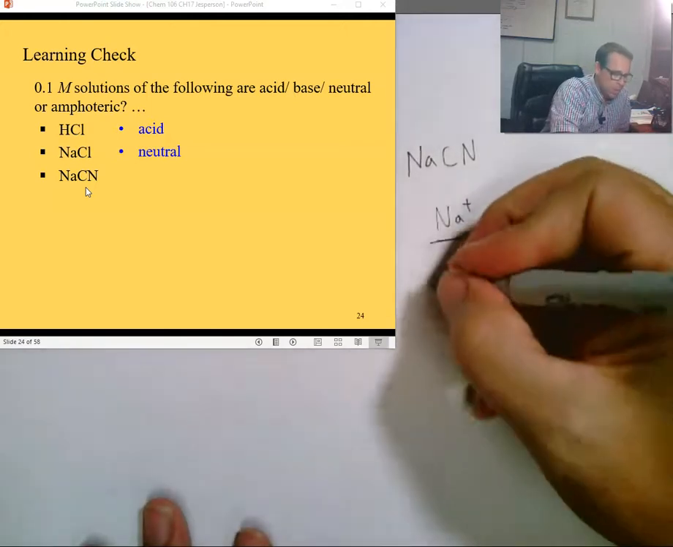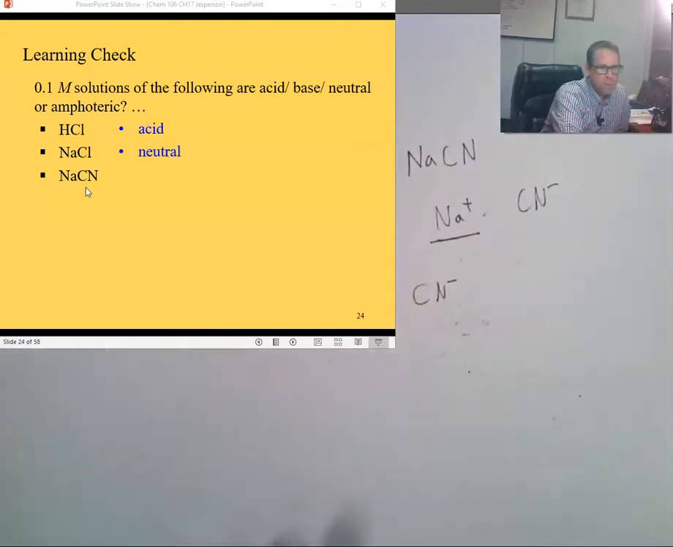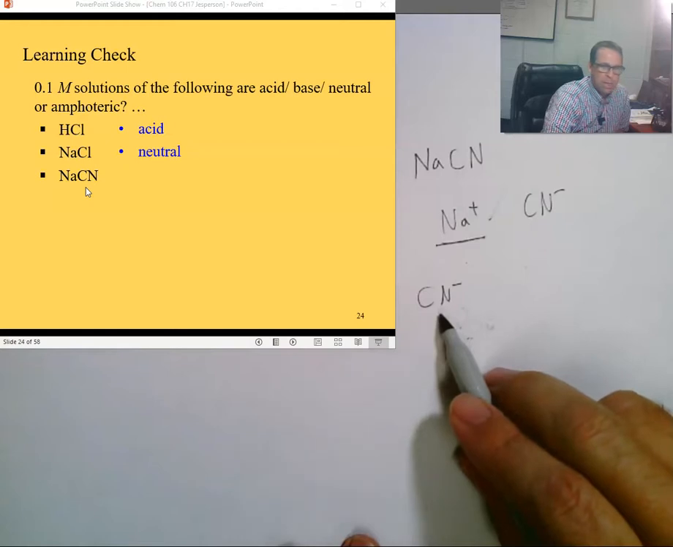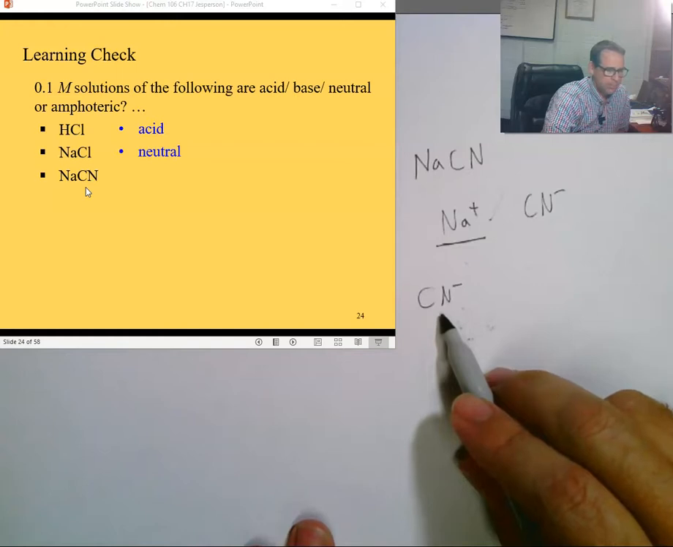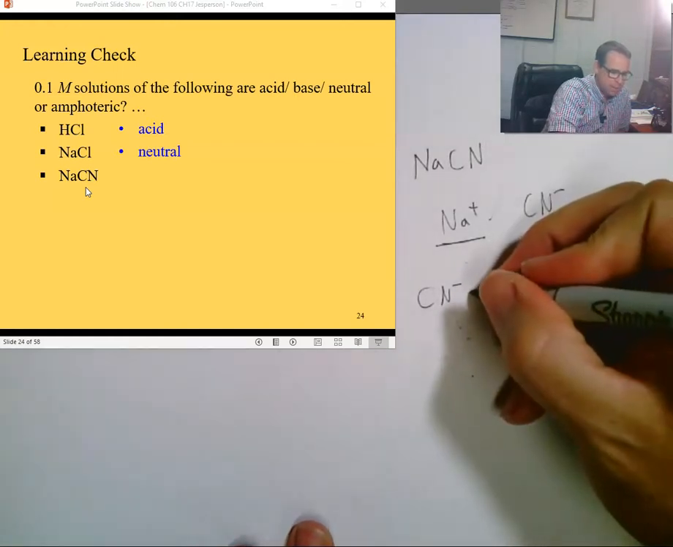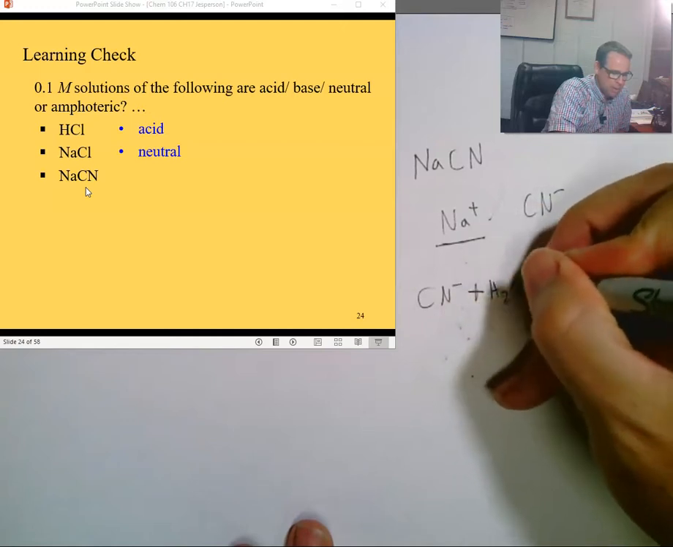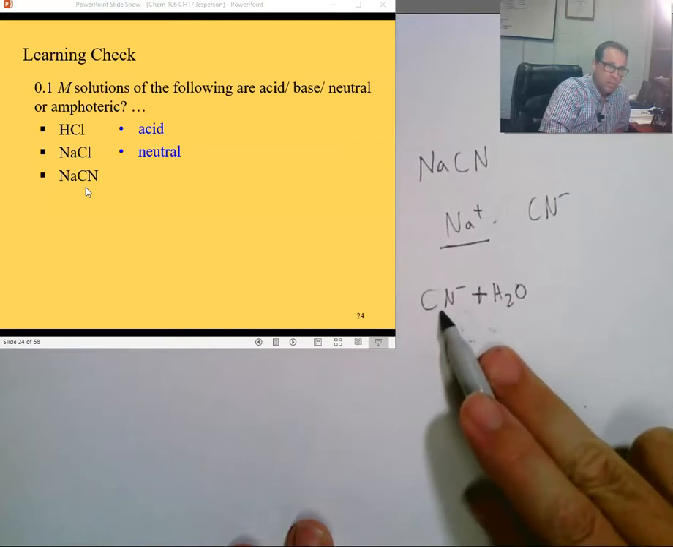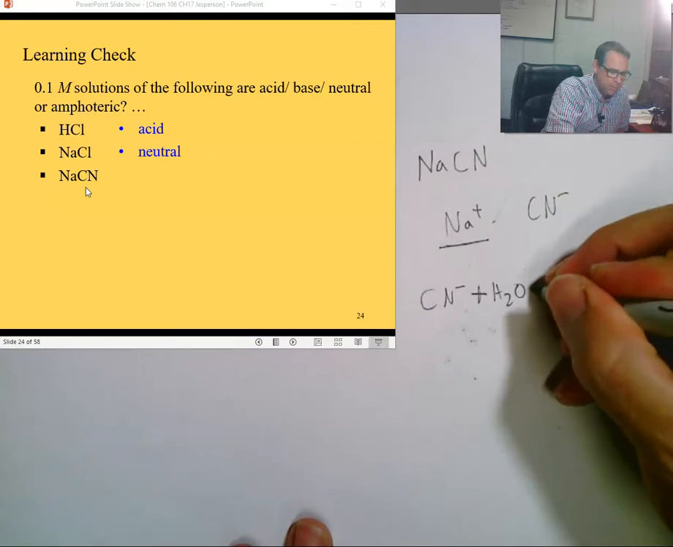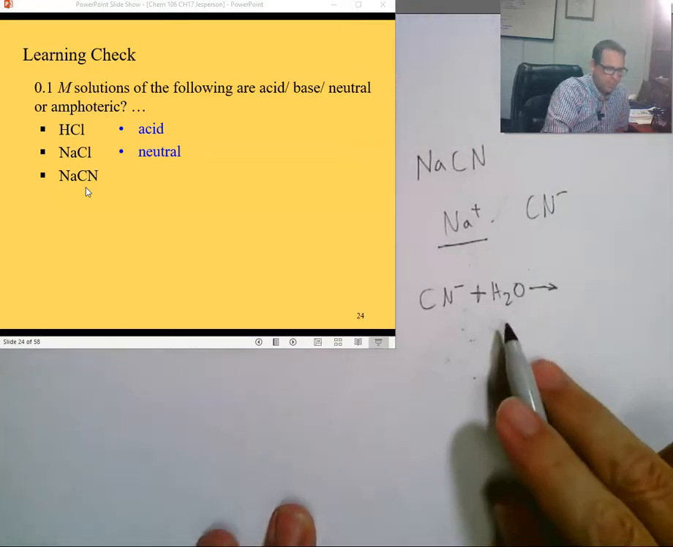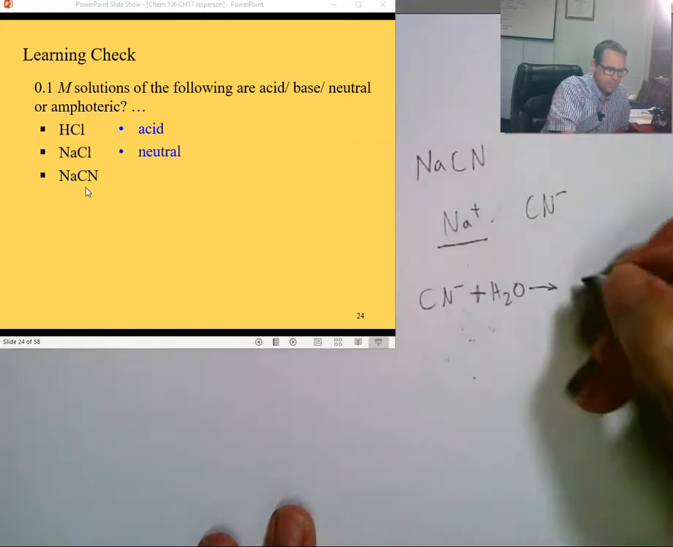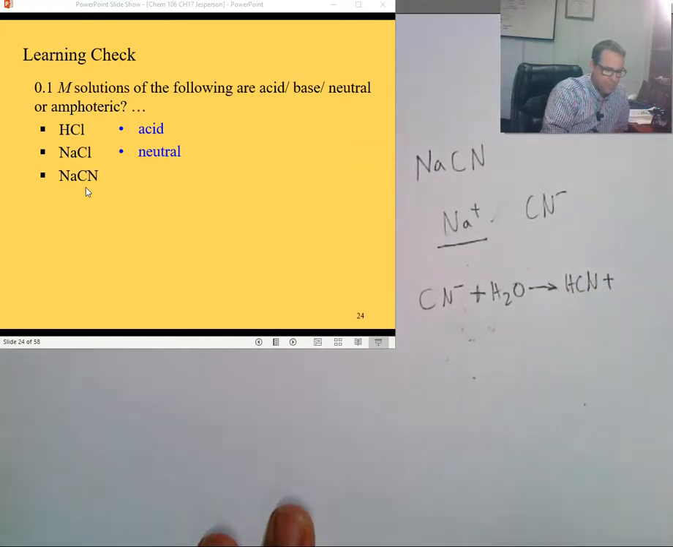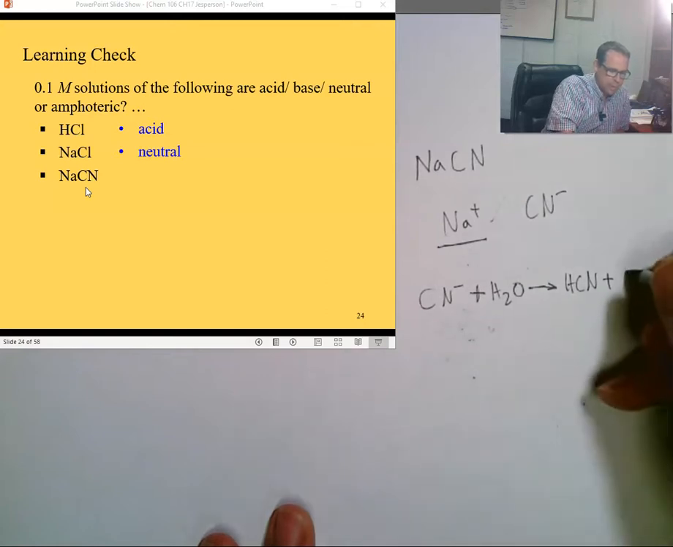The sodium ion is not going to influence the pH. But the CN minus ion, Sarah, what do we know about CN minus? Is it the conjugate base of a weak acid? Yes, I think so. It is the conjugate base of a weak acid. So if it's interacting with hydrogen from water, what will it do? Because this is the conjugate base of a weak acid, what will happen here? So it should react with the water and form HCN plus OH. That's right, the hydroxide ion.